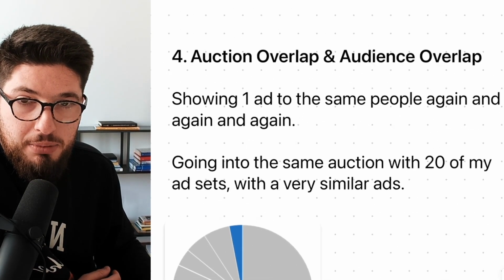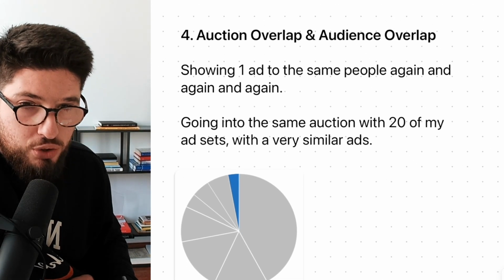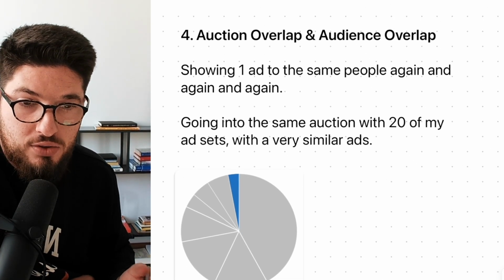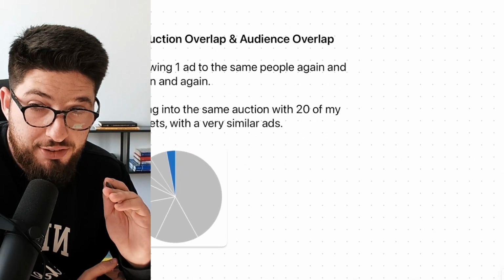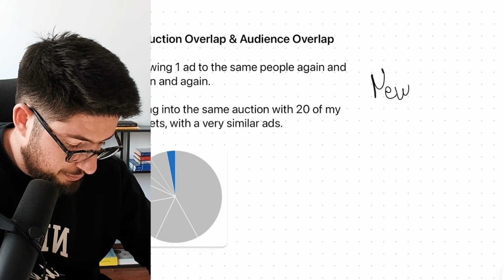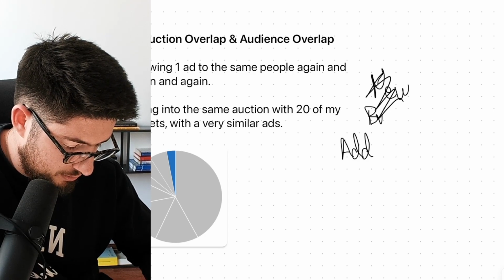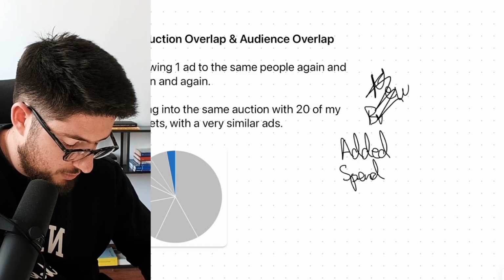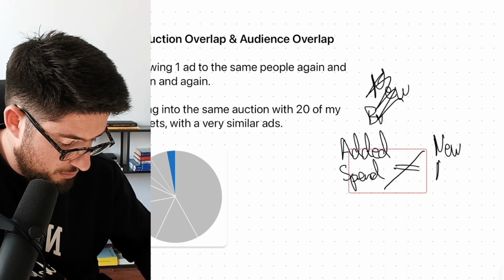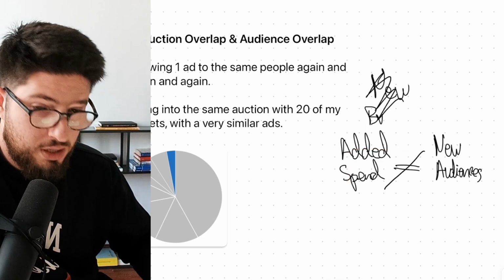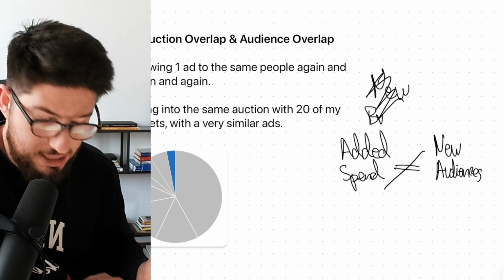Auction overlap and audience overlap. So it's similar to the above. So showing one ad to the same people again and again, or going into the same auction with 20 of my ad sets with a very similar ad. So I'm competing with myself. So this means that, and this is a pain in the ass. This is a difficult one. New budget, no, this would be added spend is not equal to new audiences. So your extra ad spend becomes a higher frequency. And this is another pain in the ass.